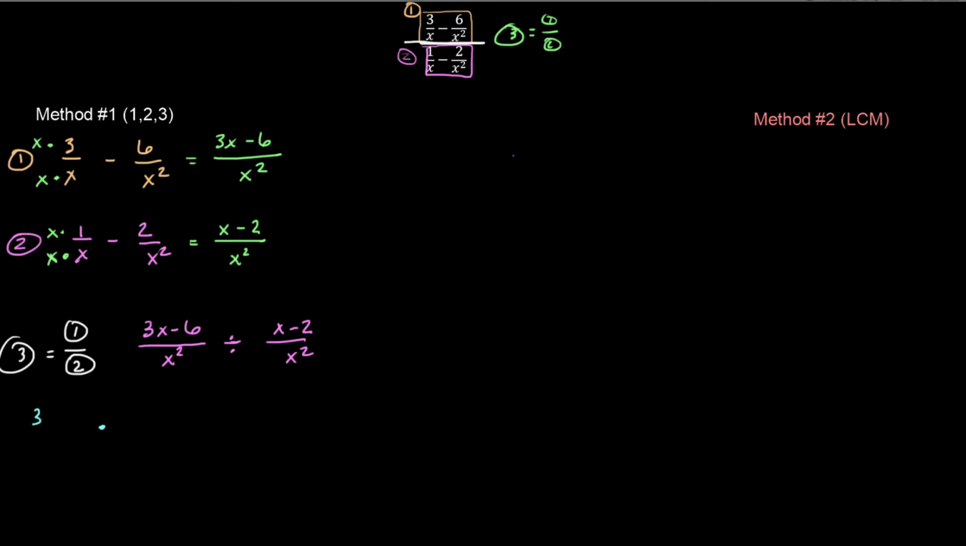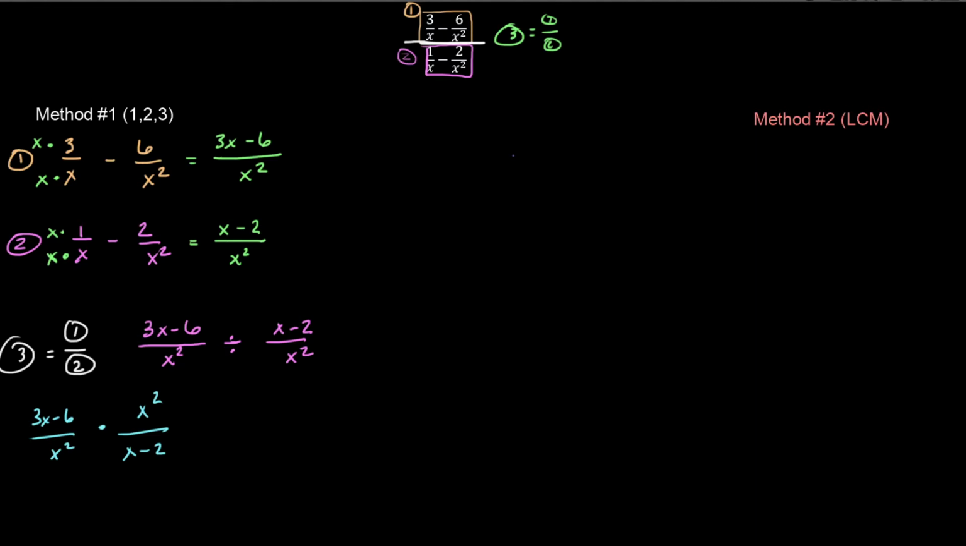Now the 3x minus 6 over x squared stays put, and then we're gonna flip this second fraction here to make it x squared over x minus 2. Right away, you can see that we can cancel stuff out, but sticking with my 4-step process here, where I factor, and then I do the thing, and then I factor again, and then I start canceling, I'm going to go ahead and factor before I do all that.